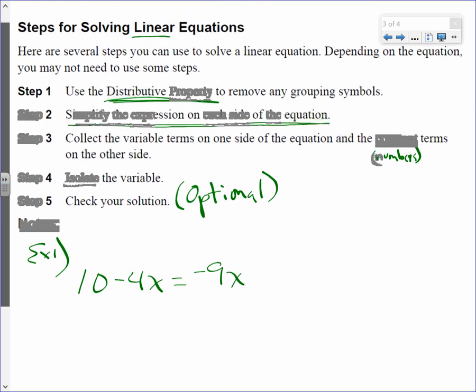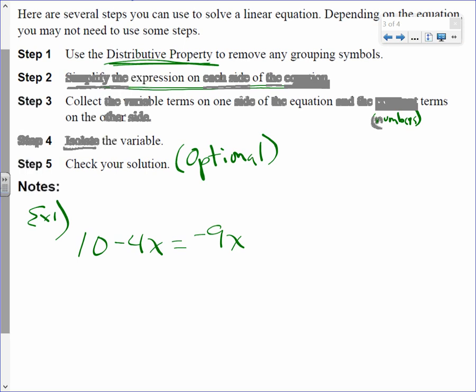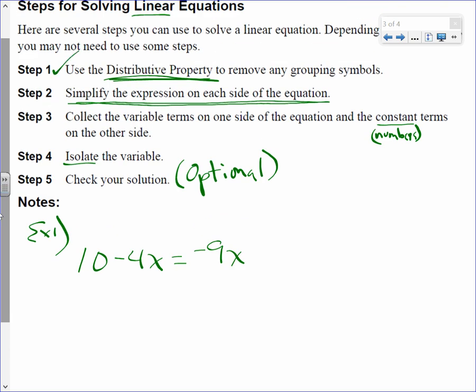Let's do it. Step 1. Ms. Penny, can you read step 1? Use the distributive property to remove any grouping symbols. Does anybody see parentheses here? No. Nice. So step 1's done. Beautiful. Check that puppy. Benitez, can you read step 2?